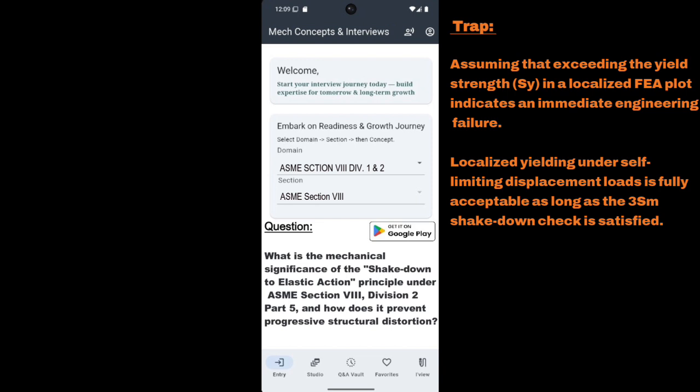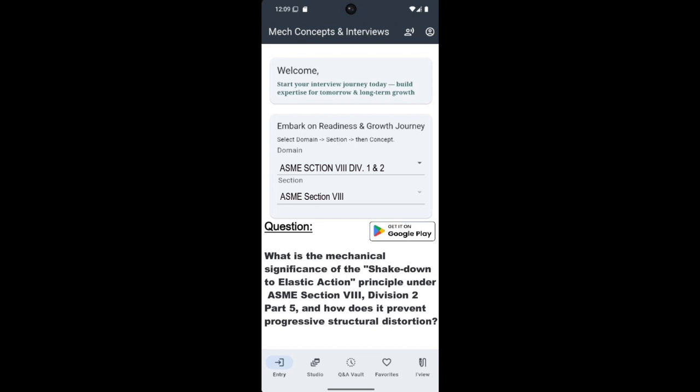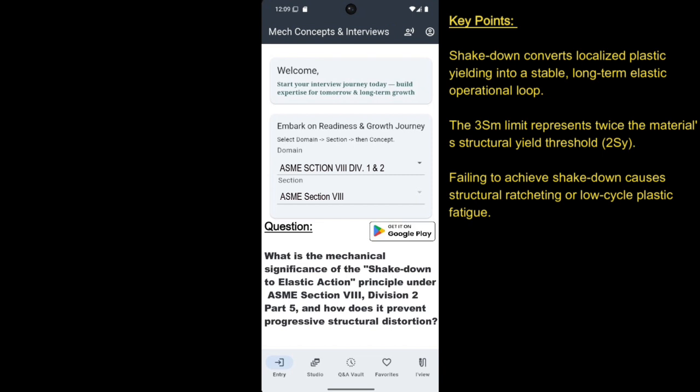Well, rejecting the design purely because a localized point exceeds yield on an FEA plot represents a fundamental misunderstanding of displacement-controlled loads versus load-controlled loads. Differentiate them for me. If internal pressure, a load-controlled force, causes the entire wall to exceed yield, the vessel will continue to expand until it bursts. That is failure. But thermal expansion is displacement-controlled. It is self-limiting. Because it only expands a set physical distance?